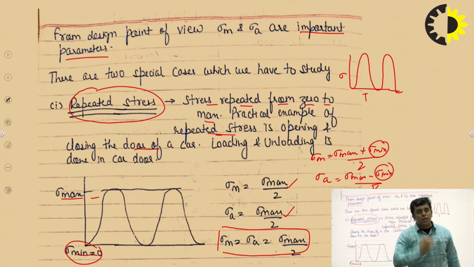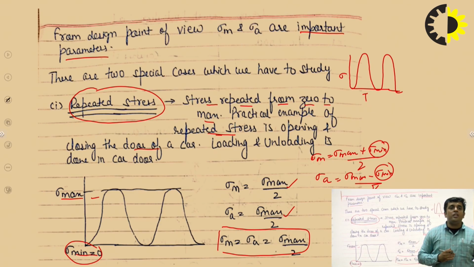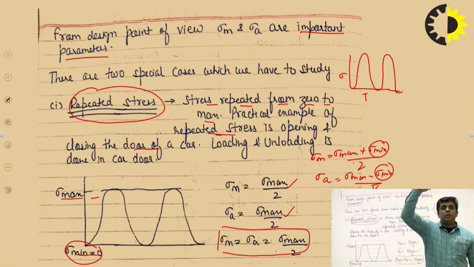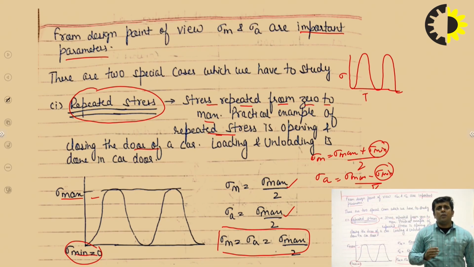If I summarize this, I can say repeated stress is nothing but the stress repeated from 0 to maximum. That means a practical example is just like the opening and closing of a car door. It's a loading and unloading.